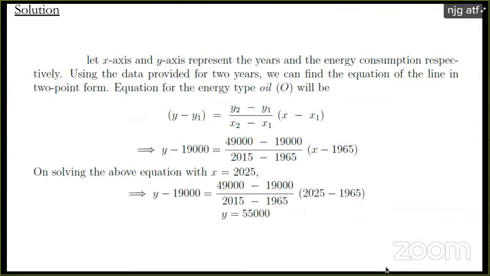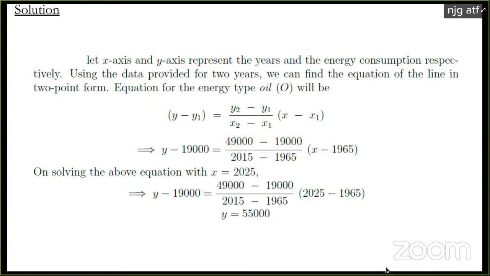So what we do basically is, first of all, we will represent what the x-axis is and what the y-axis is. As we have seen in the previous diagram, the x-axis represents the years and the y-axis represents the energy consumption. Using the data we have for 2 years, we have 2 points on each line. So we can find the equation of every line using the 2 point form.